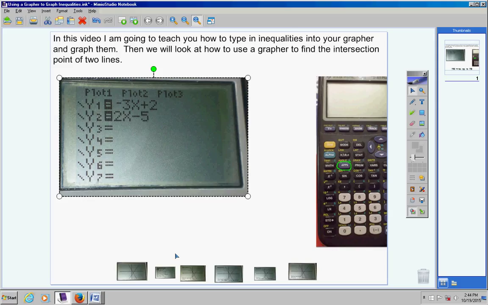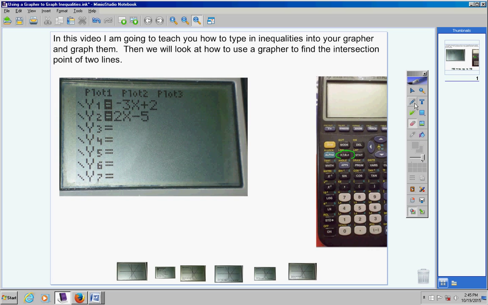Now remember, without a grapher, how do you find where two linear equations intersect? Do you remember? We use linear combination or substitution. But today we're learning how to use a graphing calculator. So you've typed both of these into your calculator, okay? So now that you've done that, and by the way, I hope that you know where the X button is. The X button is this button right here. I guess I should have said that earlier in the video.